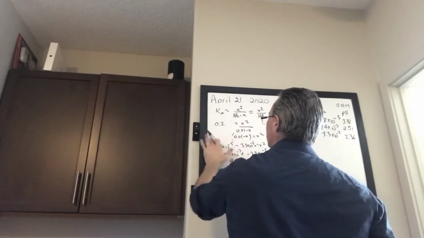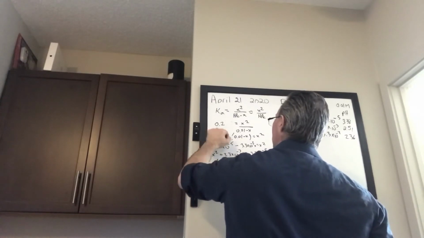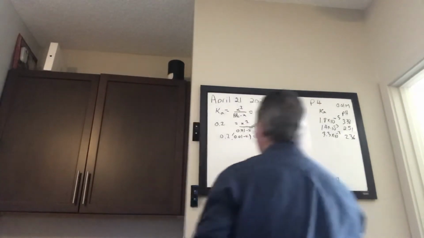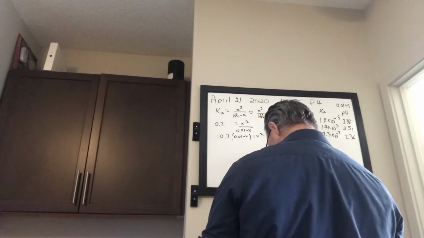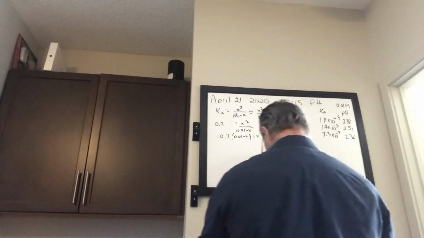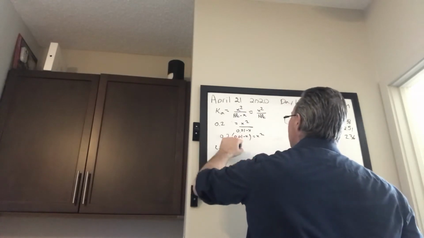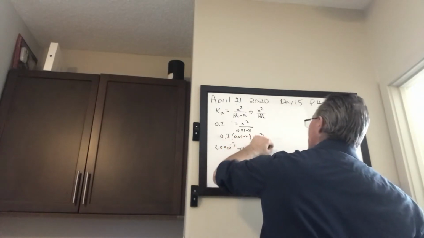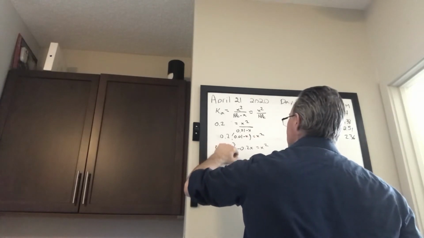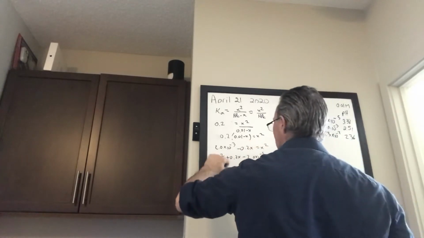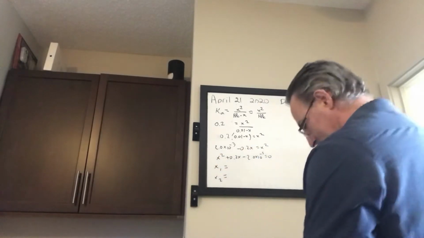This changes to 0.2, and the rest is all different. So you get 0.2 times 0.01 equals 2.0 times 10 to the negative 3 minus 0.2x equals x squared. So x squared plus 0.2x minus 2.0 times 10 to the negative 3 equals 0. That's your trinomial for entry into your calculator.